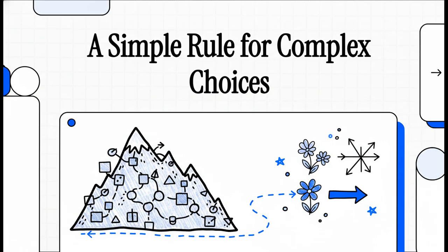We've all been there, right? You look at your to-do list and it just feels impossible, like a huge mountain of tasks. When you're overwhelmed with choices, it's so easy to just freeze up. Well, today, we're going to look at a really simple, kind of elegant idea from computer science that can help us find some clarity in all that complexity.